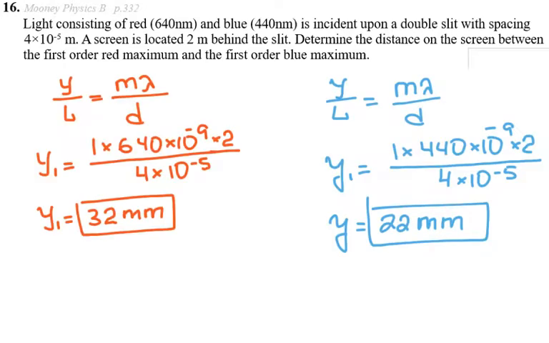So here I did the calculations for the red one and the blue one using the Young's double slit experiment formula. And I found that the difference between them, let me change my colors, equals 10 millimeters or 1 centimeter.